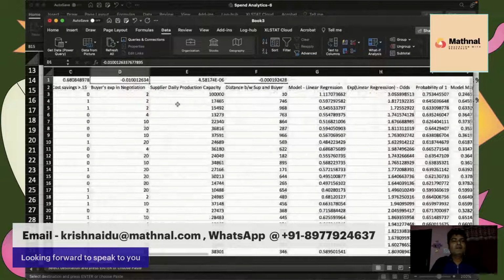So as the supplier daily production capacity is increasing, the probability of cost savings is increasing. So we need to choose a supplier which has higher daily production capacity in order to improve the probability of cost savings. Suppose if the distance between supplier and buyer, if I reduce it to 100, see the probability of cost savings has increased. Means if I decrease the distance between supplier and buyer, the lead time reduces, and the cost savings probability increases because it's going to save a lot of money on the fuel. And also, we don't need to order too much at one go.